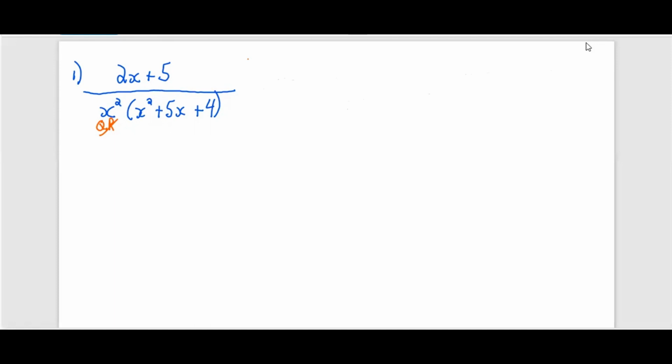So luckily when I put this in my calculator, I actually get two linear roots. So just rewriting this here, you'll end up with 2x plus 5 over the quadratic root x squared, by the two linear roots.